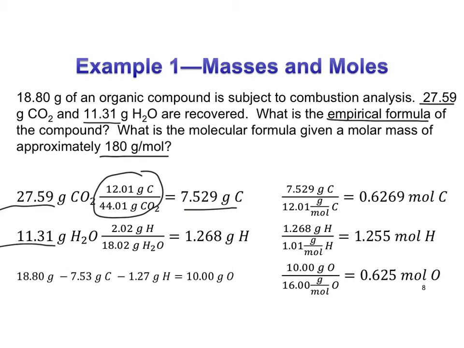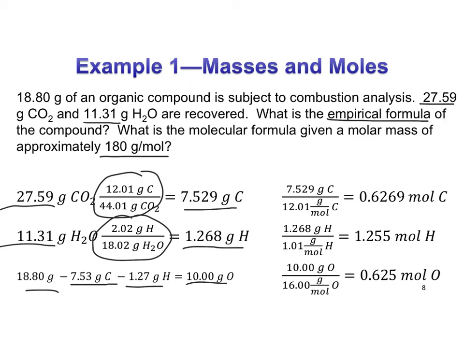11.31 grams water multiplied by 2.20 grams hydrogen and divided by 18.02 grams of water results in 1.268 grams hydrogen in the sample. 18 grams of the sample minus 7.529 grams carbon minus 1.268 grams hydrogen leaves 10 grams of oxygen in the original compound.